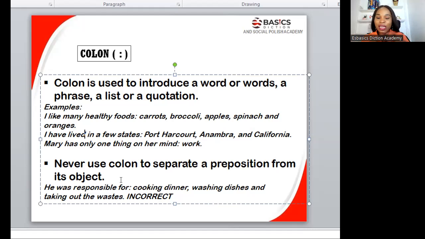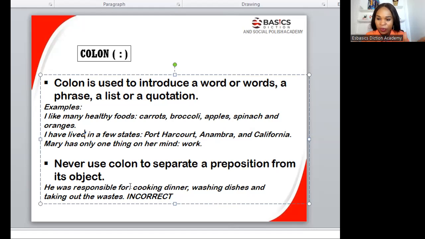When again can you use a colon? Never use a colon to separate a preposition from its object. For example: He was responsible for: cooking dinner, washing dishes, and taking out the waste. Look at this sentence. It is wrong. You shouldn't have a colon here.